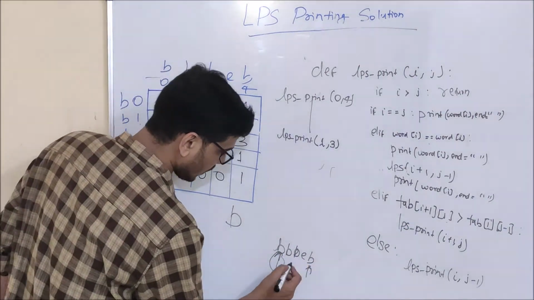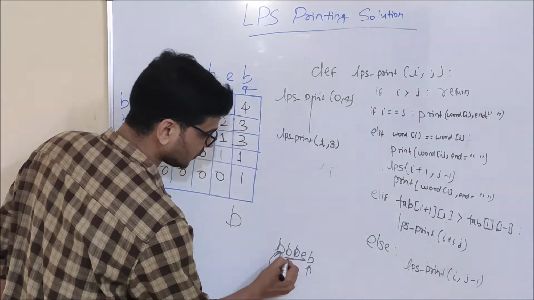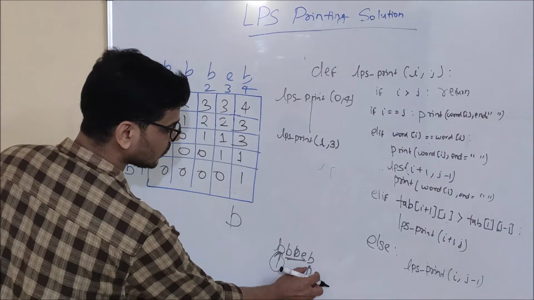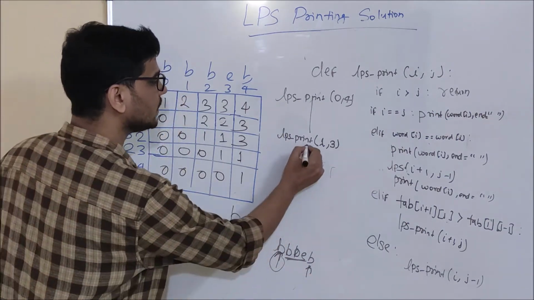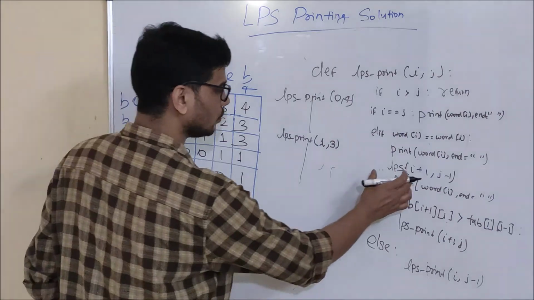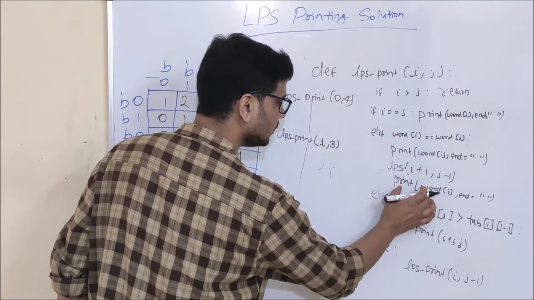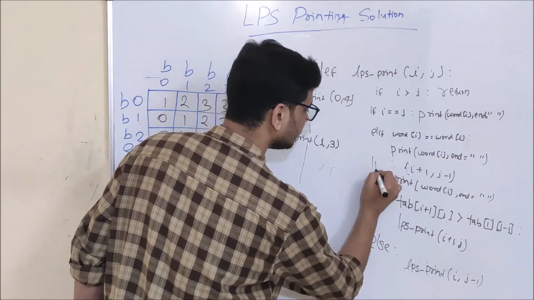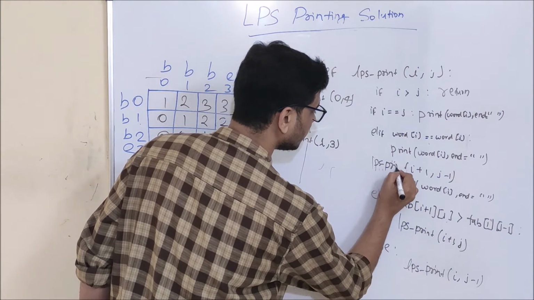Then I will check in this particular string my LPS, and at last I will print this thing. Now when LPS print of 1, 3 is called, it will go for its call, then its line will be on hold. Okay, let me change it. It will be LPS print here.